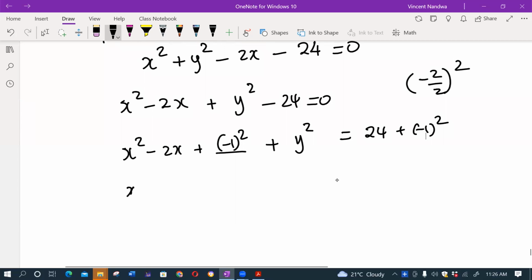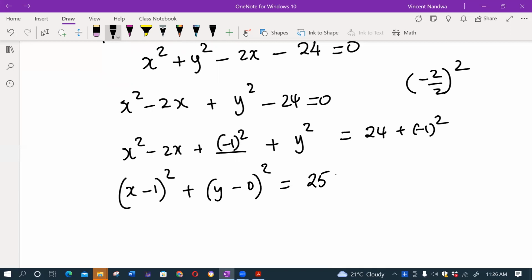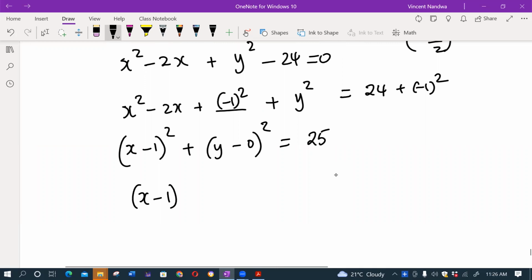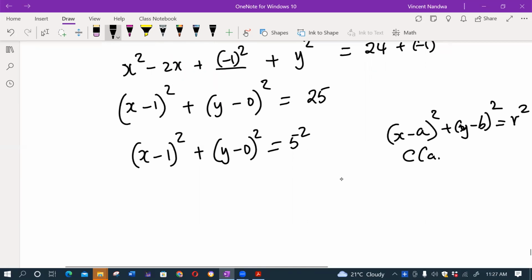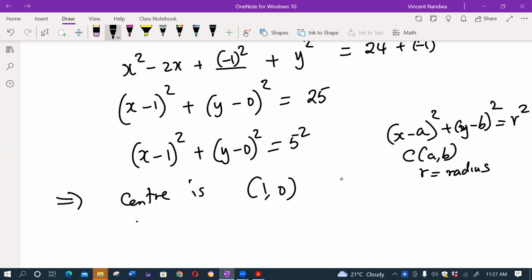So which will be x minus 1 squared plus y minus 0 squared equals 25. So I'll have x minus 1 squared plus y minus 0 squared equals 5 squared. So remember, the equation of a circle centered at (a, b) is of the form x minus a squared plus y minus b squared equals r squared, where the center is (a, b) and the radius is r units. So this means that the center of this circle is (1, 0), and the radius is 5 units.